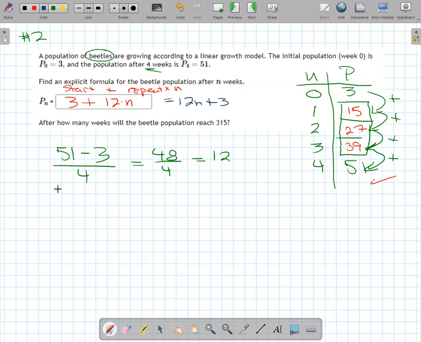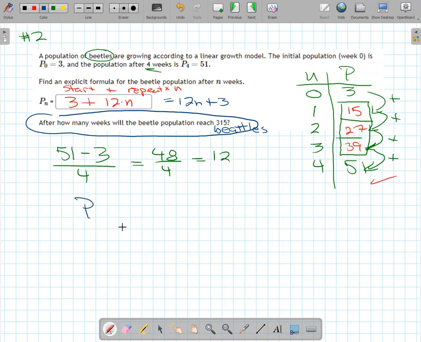All right, next. After how many weeks will the beetle population reach 315? Okay, so they're not saying 315 weeks in the future. When will there be 315 beetles? So I have an equation that says the population at some time n is equal to 12n plus 3. I want to know when that will be equal to 315.